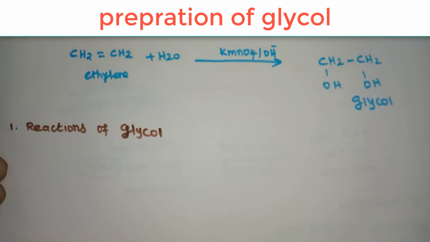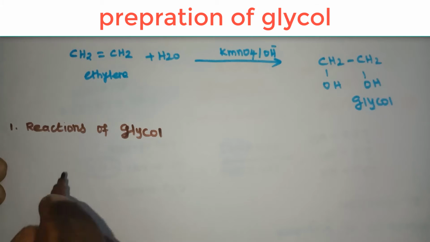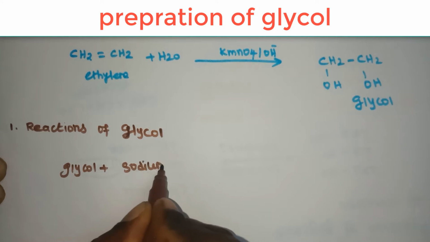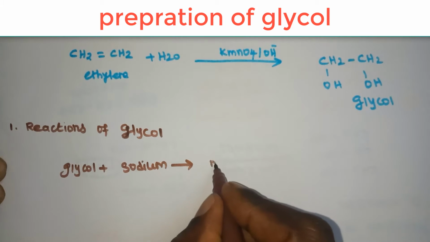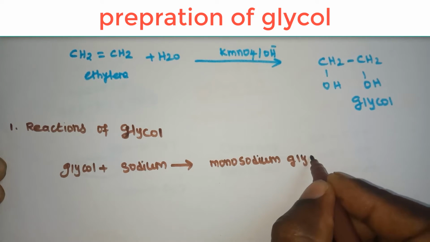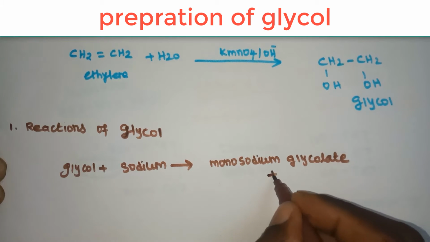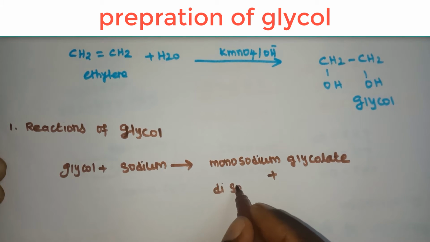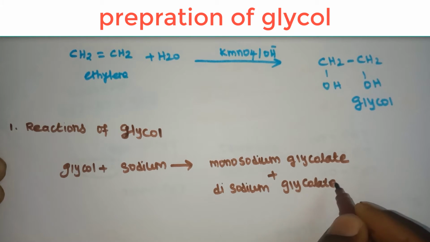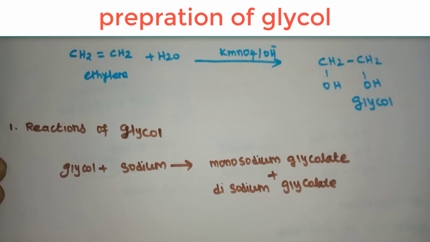Next one is the chemical reactions of glycol. First reaction, glycol reacts with metallic sodium to form monosodium glycolate and disodium glycolate.